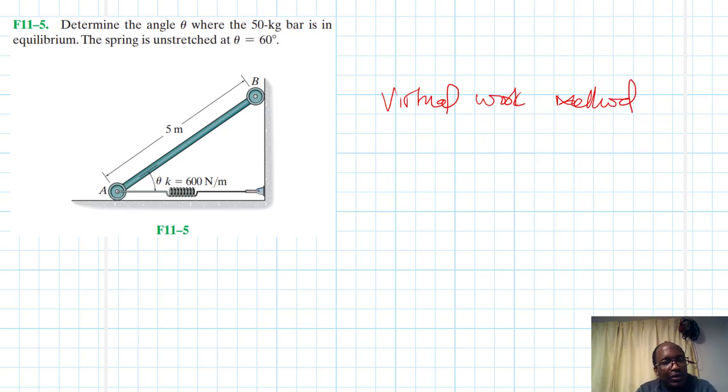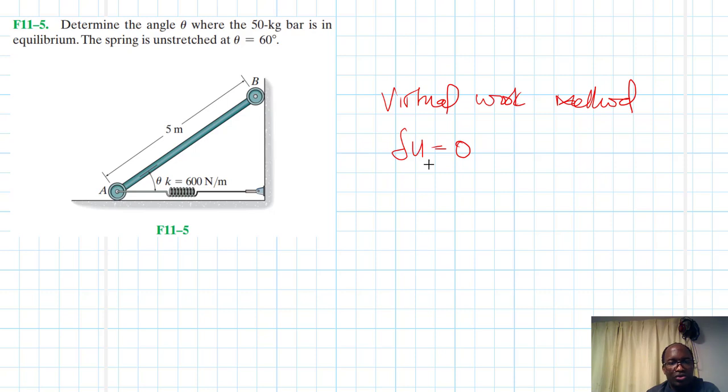This is an alternative method to the equilibrium of a particle method, to the equilibrium of a static body method, to the equilibrium of interconnected static bodies method. It is an alternative. So what is this virtual work method? This method states that the total virtual work in a system is equal to 0. Del U is equal to 0.